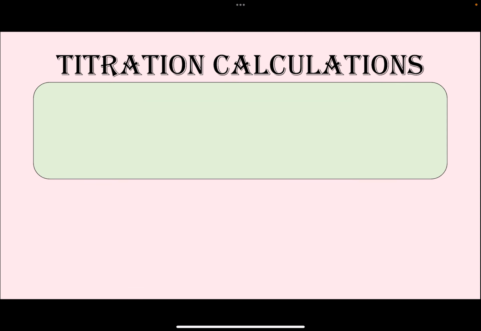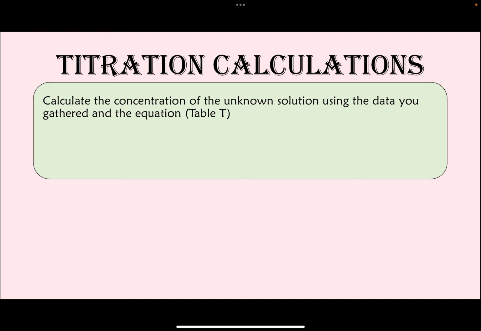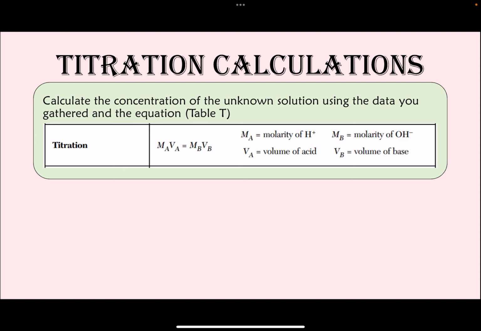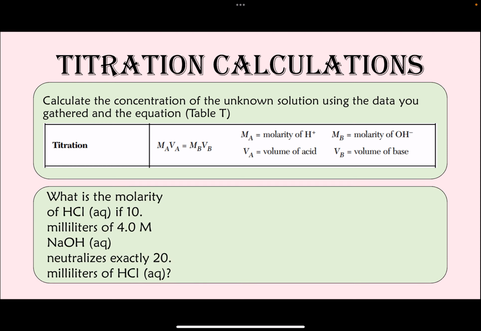Okay, so now let's talk about the calculations, because we collected the measurement from the titration, right? So this is the equation that we use for titration. It's given in Table T. So MA represents the molarity of the acid. VA is the volume of the acid, MB is the molarity of the base, and VB is the volume of the base. So if I give you this question, what is the molarity of HCl if 10 milliliters of 4 molar sodium hydroxide neutralizes exactly 20 milliliters of HCl?